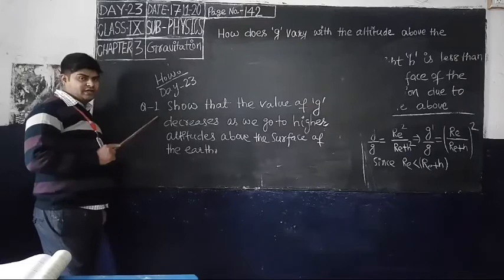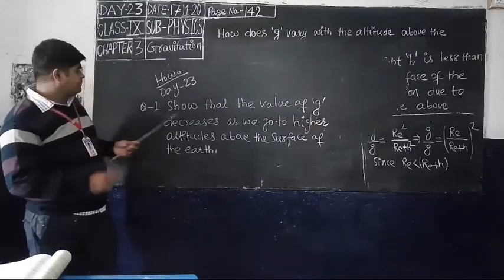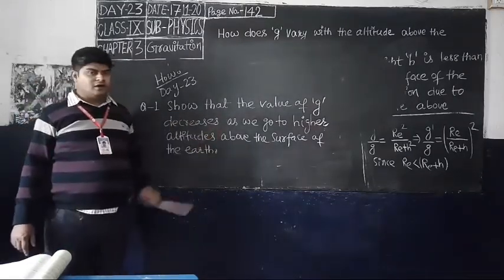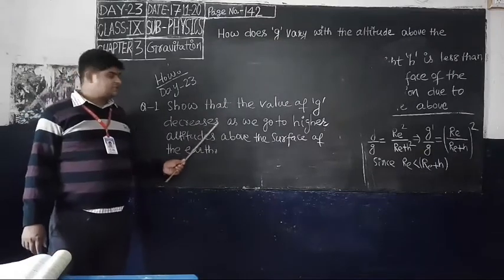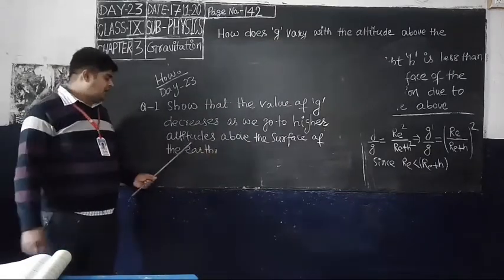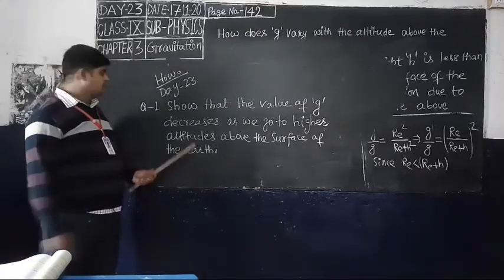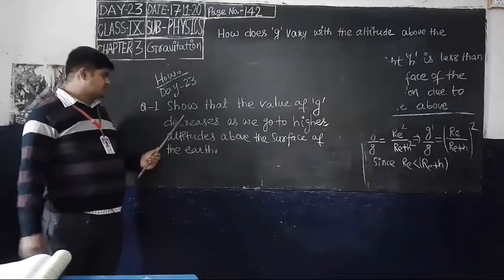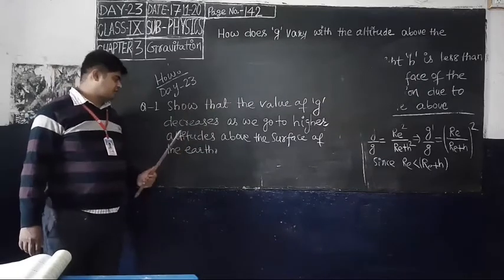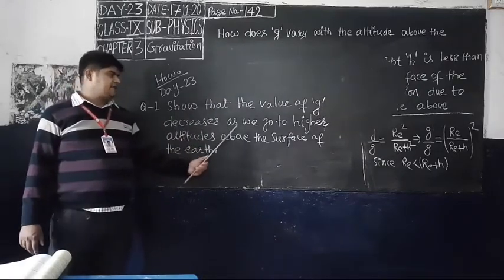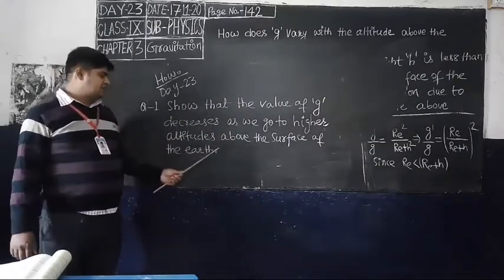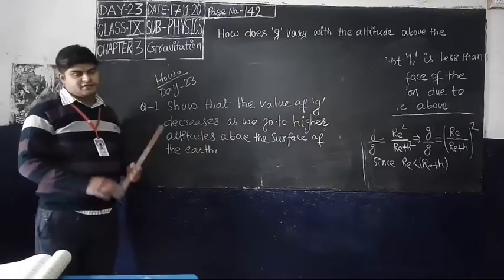Today I have given once again one question: show that the value of small g decreases as we go to higher altitudes above the surface of the earth. Okay, today I have described it, so you will do the same question.